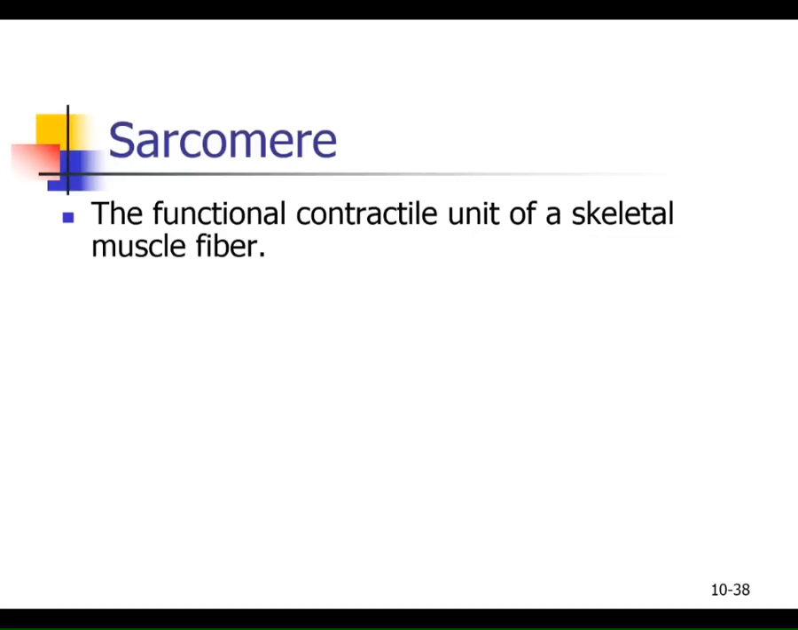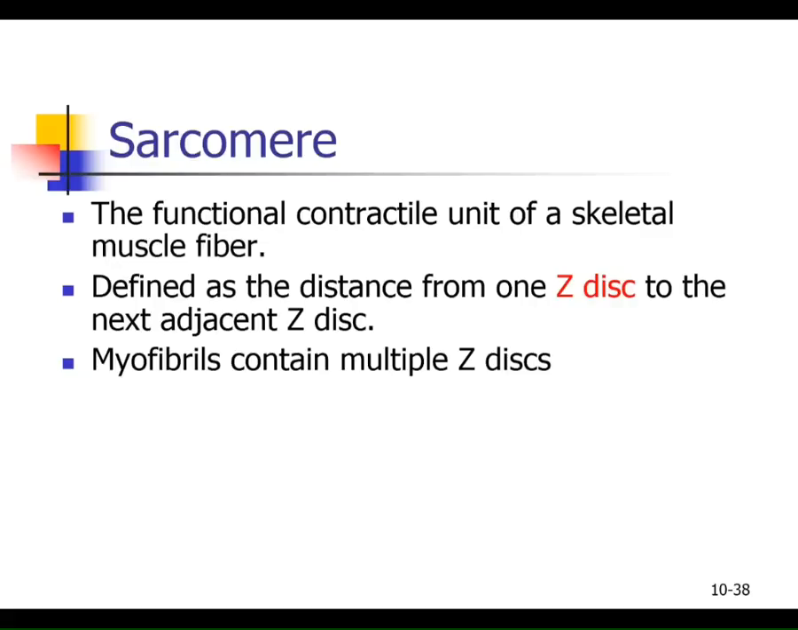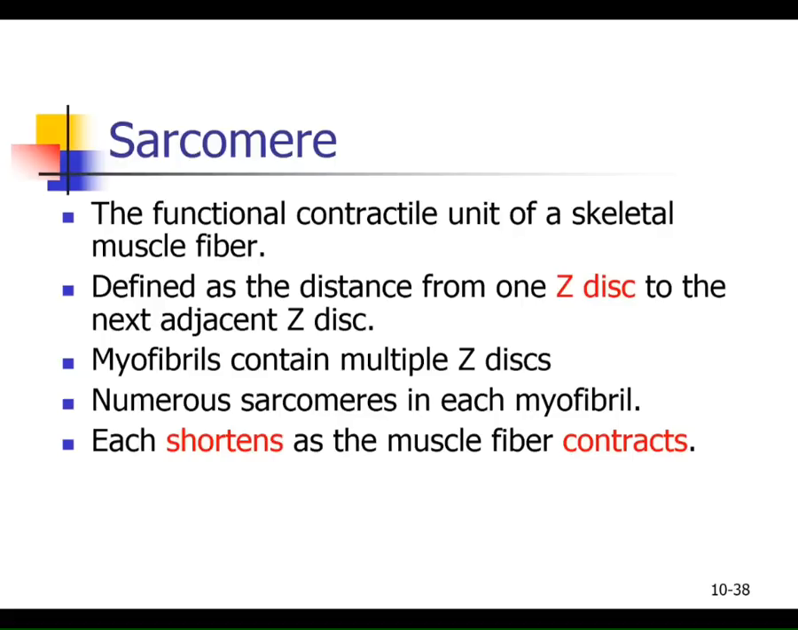So there's that word sarcomere again. And again, it's defined as being the contractile unit, the functional unit. It's the real action center of what muscles do. And again, a sarcomere is defined as going from Z to Z. And along a myofibril, there would be many sarcomeres, many of these Z discs. As a muscle shortens, the sarcomere also is shortening.